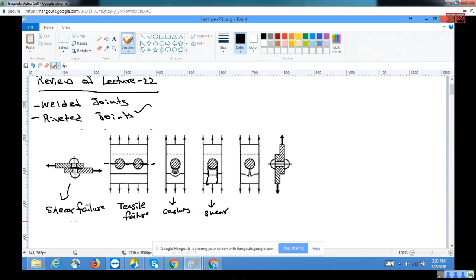Here it is the shear failure of the rivet, whereas this is the shear failure of the plate. And then the last type is the tearing of the margin. Since the margin is too close here, this would kind of tear it. So this is the tearing failure of margin. These are the typical kind of failures that generally people see in a riveted joint.